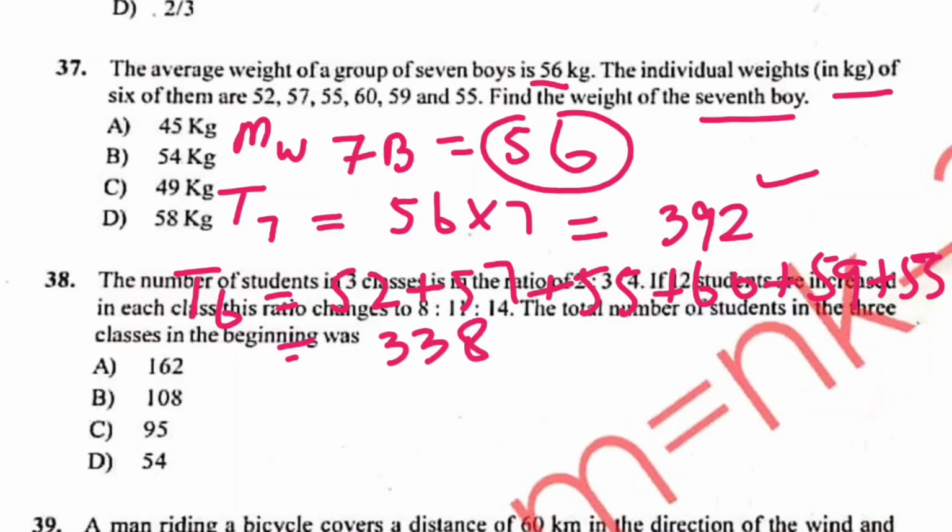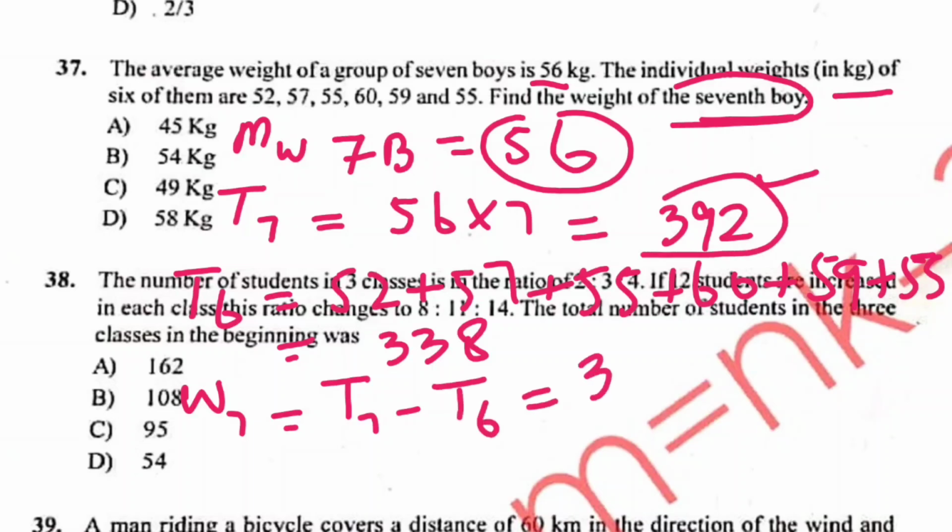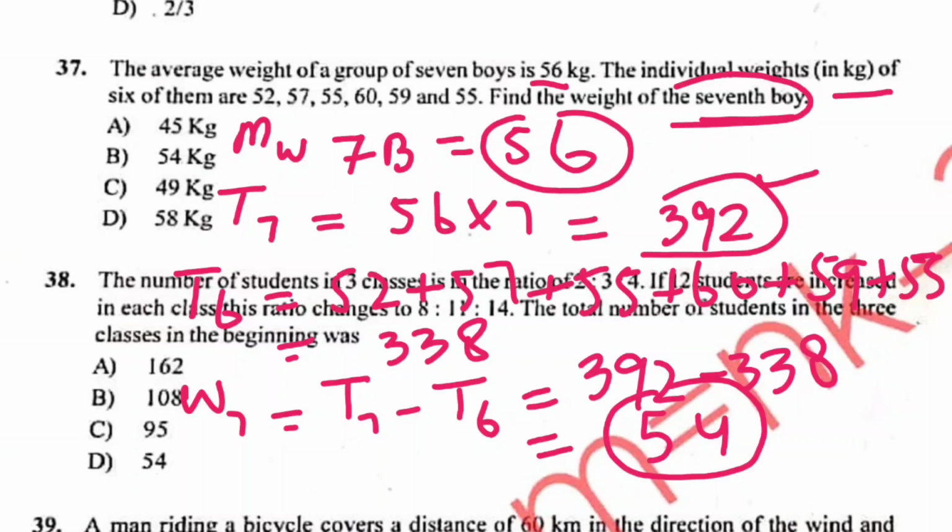Now we are being told to find out the weight of the 7th boy. So the weight of the 7th boy will be equal to the total weight of the 7 boys minus the total weight of the 6 boys. So the total weight of 7 boys is 392. To this we subtract the total weight of 6 boys, which is 338. When we subtract, 12 minus 8 is 4, then 8 minus 3 is 5. So the weight of the 7th boy should be equal to 54 kg. So the correct option should be B here.